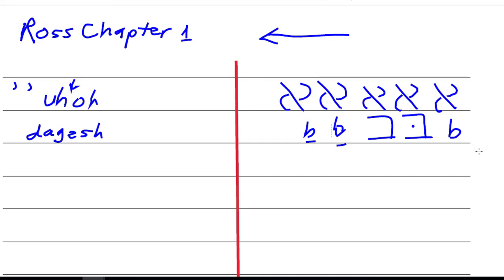The next symbol, third letter, is a Gimel. And it can be written with a dot or without. So I've written this one a little bit better, I think.